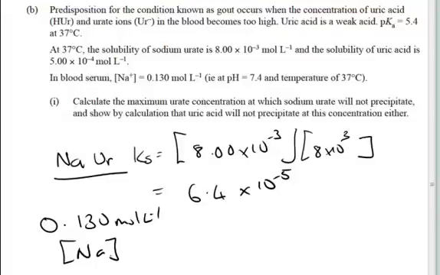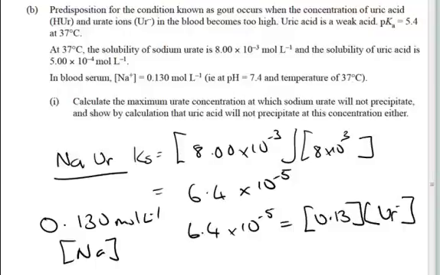And from this we can now work out what the urate ion concentration would be. So this is the Ks, this is the concentration of the sodium ions, and from that, if we do that calculation, we work it out to be something in the region of 4.92 times 10 to the negative 4 moles per litre.